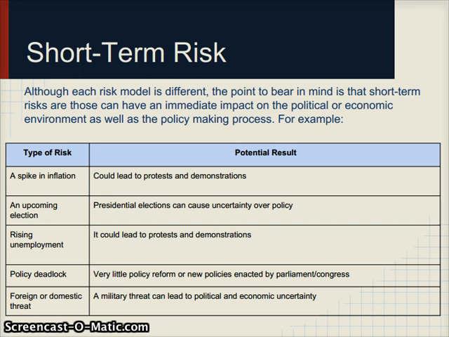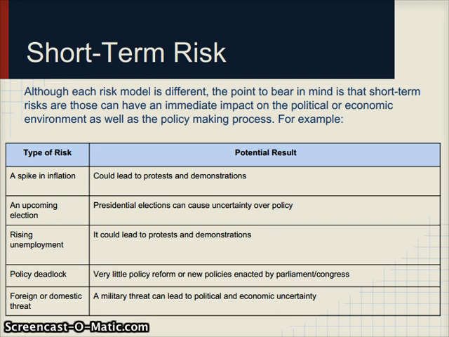So for example, I would consider these types of risks below as short-term. A spike in inflation could lead to protests and demonstration. Let's say people are quite poor already and inflation starts rising, then this is pretty bad because people's incomes get squeezed, and this could lead to some political risk. An upcoming election could change policy, and as such businesses and consumers could face uncertainty over which political party is going to be elected into power and what policies they'll pursue, and that could be 1 or 2 years out, in line with the electoral cycle.